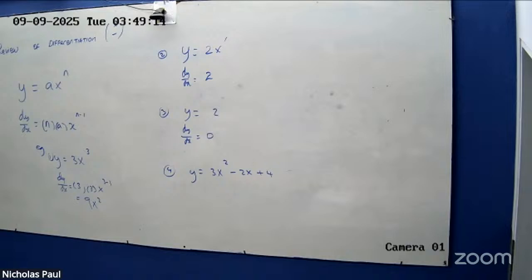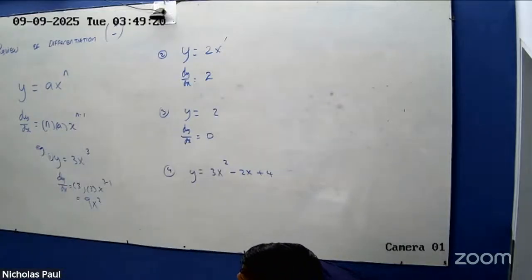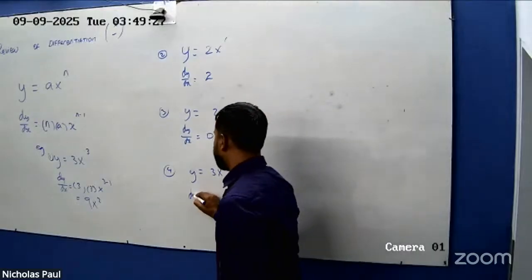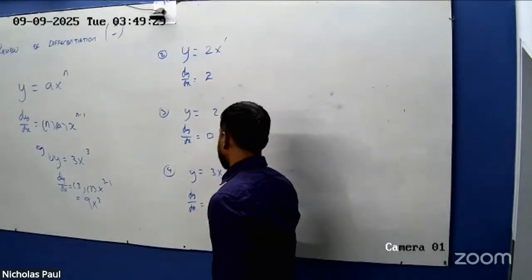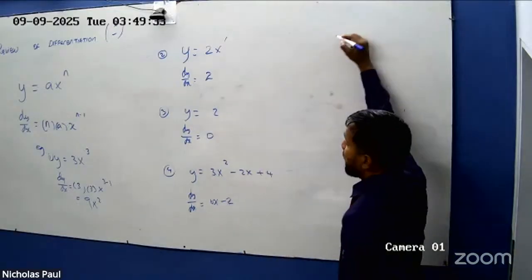All right. So the other top one now. And we end up with dy/dx being equal to 6x minus 2. That's okay? Right.